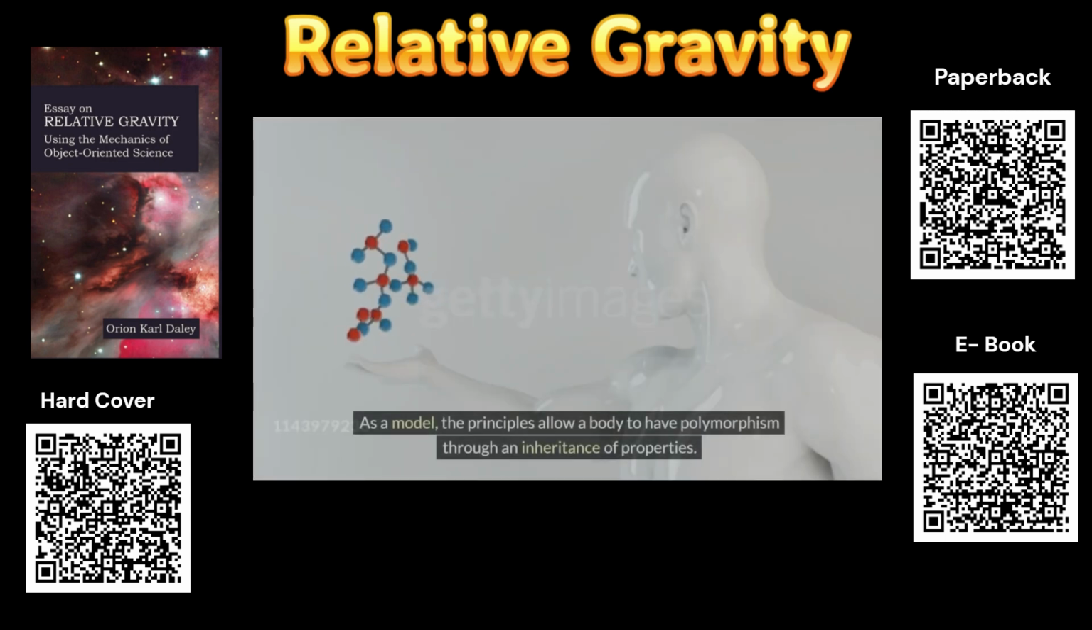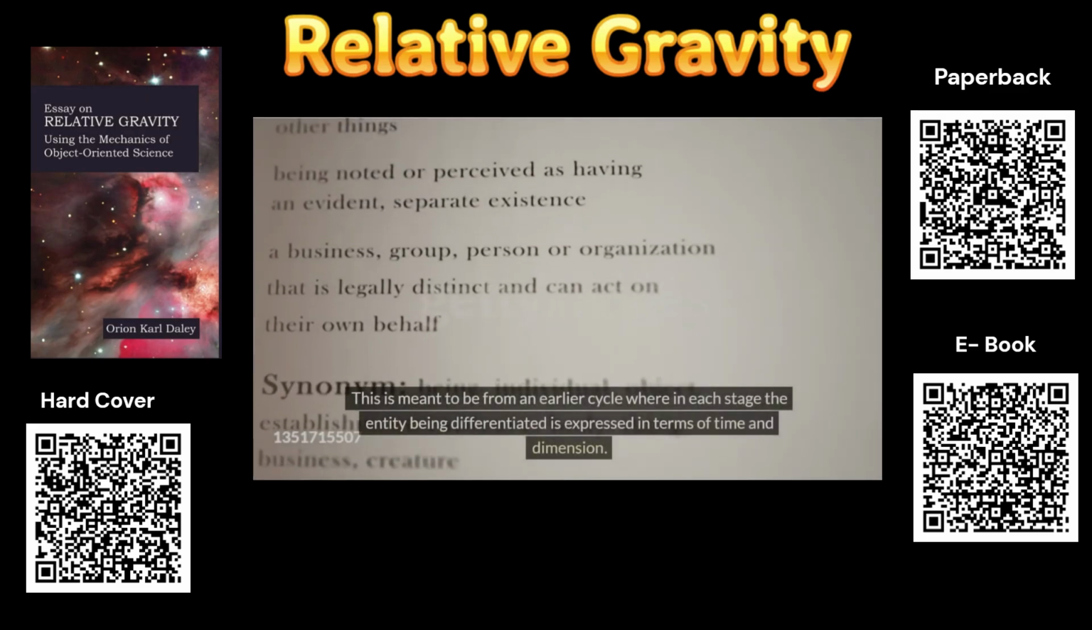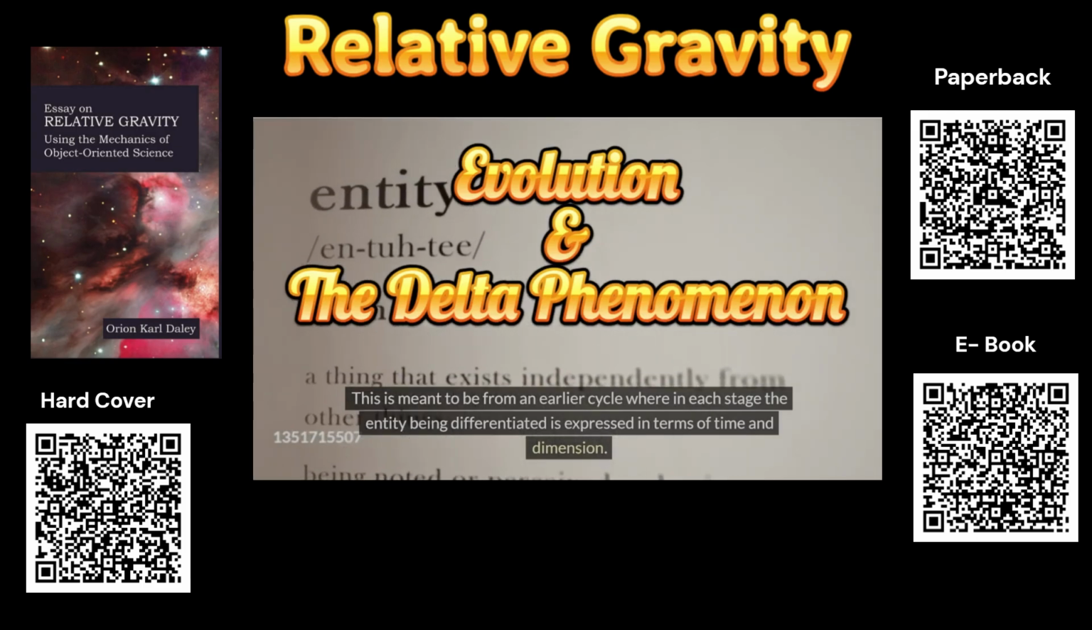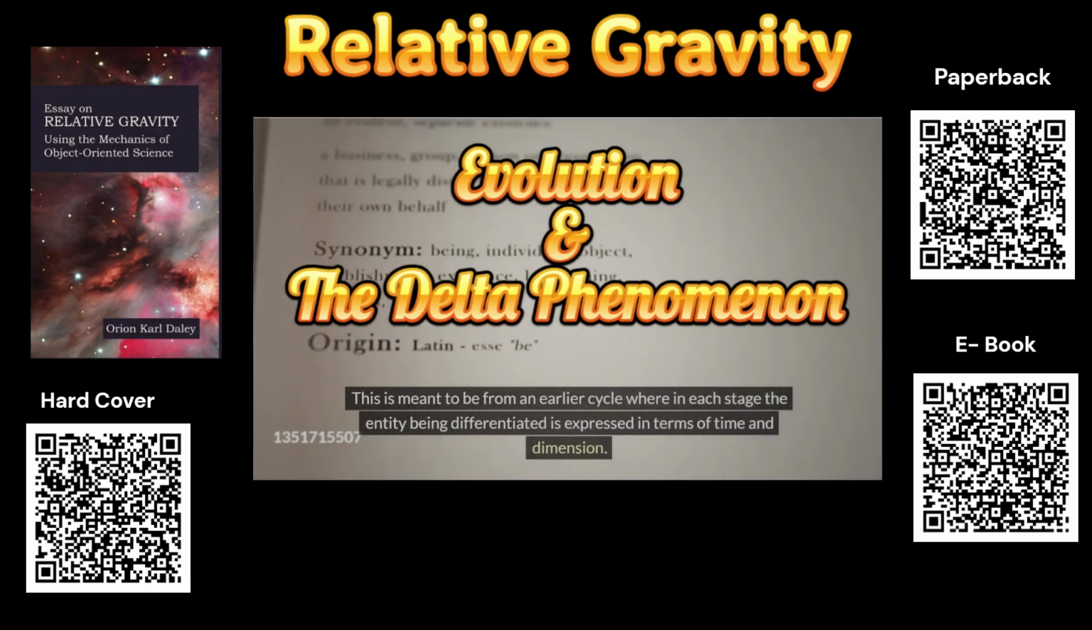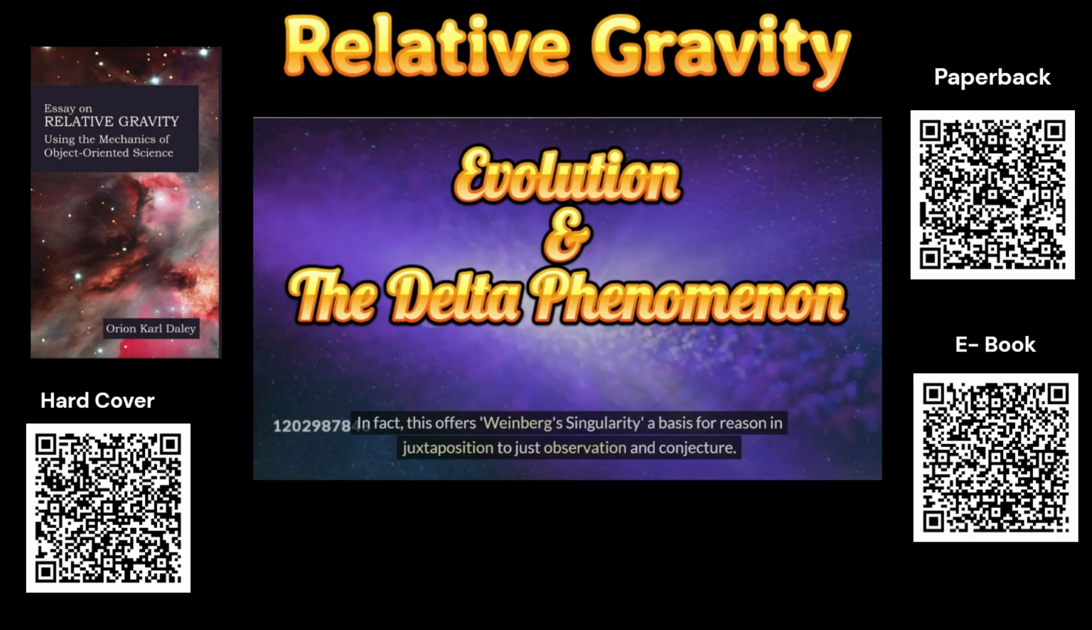As a model, the principles allow a body to have polymorphism through an inheritance of properties. This is meant to be from an earlier cycle where in each stage the entity being differentiated is expressed in terms of time and dimension. In fact, this offers Weinberg's singularity a basis for reason in juxtaposition to just observation and conjecture.